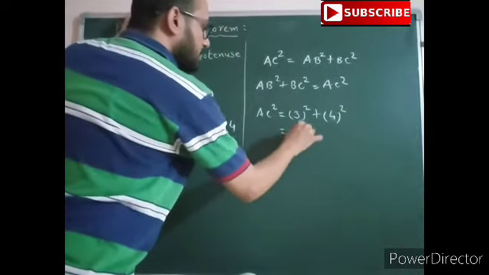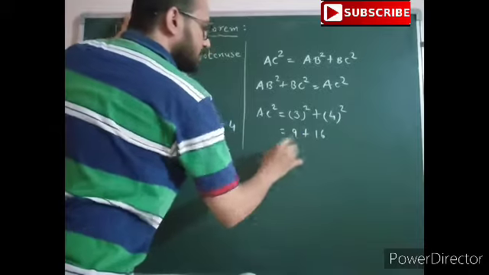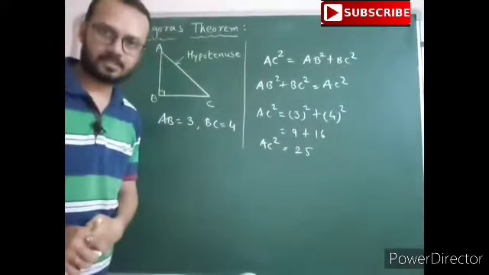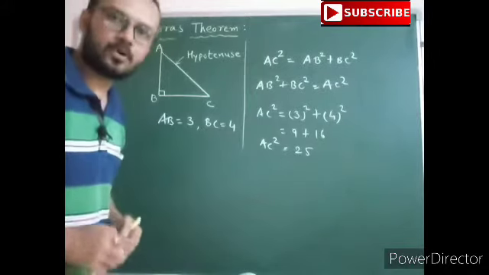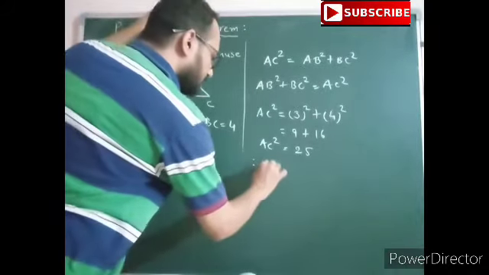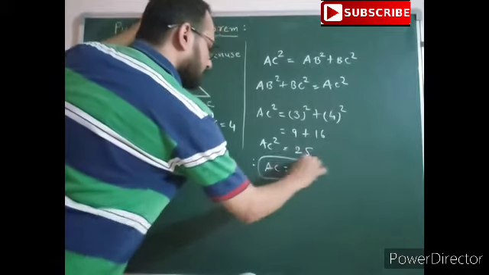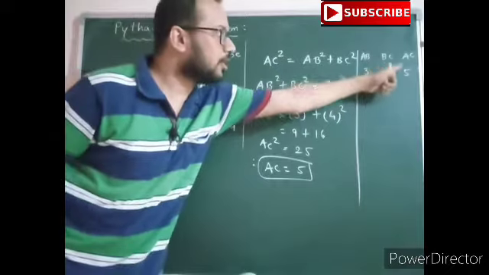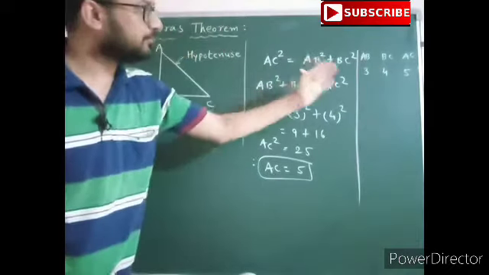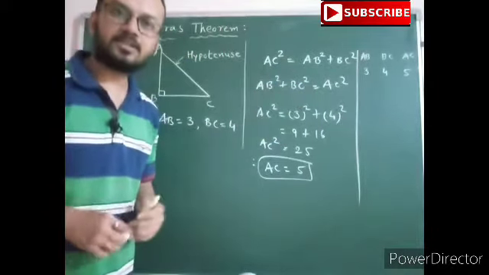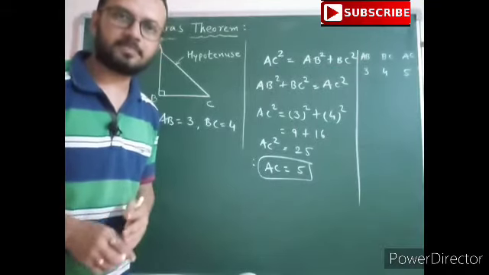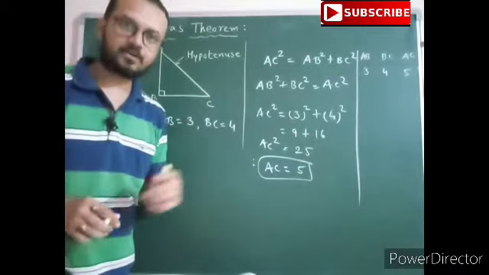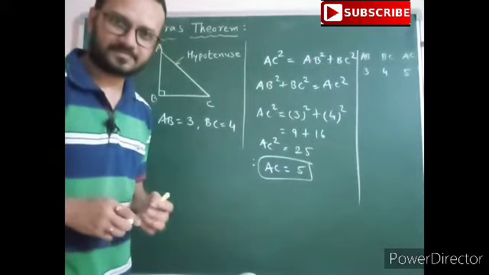3 square equals 9, plus 4 square equals 16. 9 plus 16 is 25. So AC square equals 25. We know that 25 is the square of 5. Therefore, we get AC equals 5. So here, as AB equals 3 and BC equals 4, we got AC equals 5. Therefore, 3, 4 and 5 are called a Pythagorean triplet. Pythagorean triplet means three numbers which follow the Pythagoras theorem. They are called Pythagorean triplet.